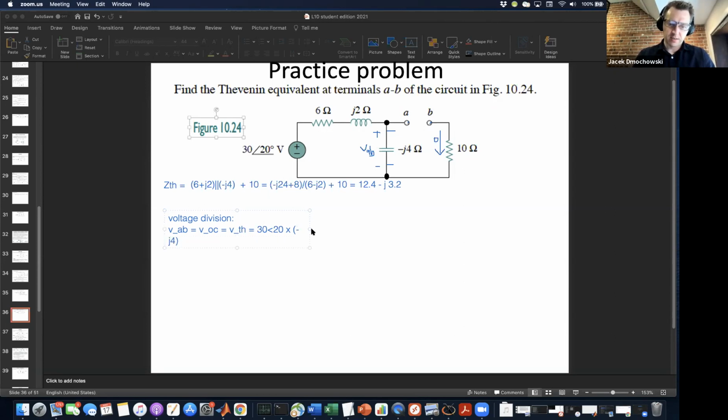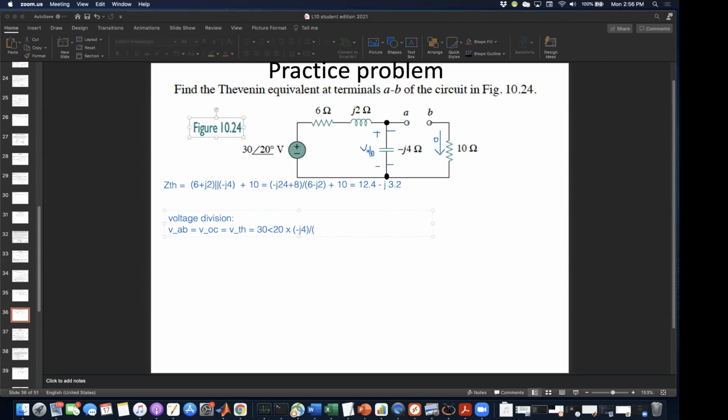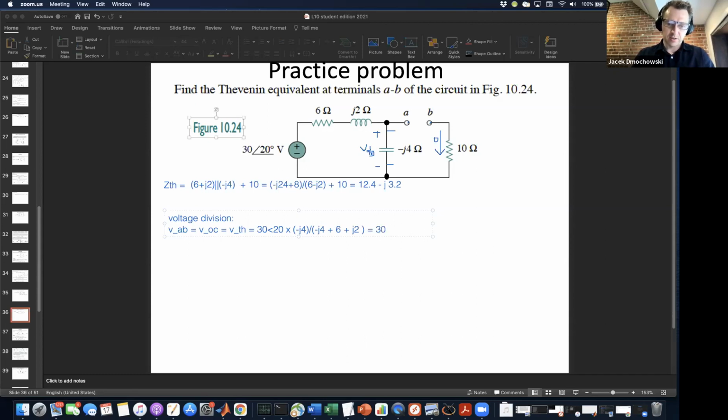Negative J4. And what's going to be in the denominator here? 6 plus J2 plus negative J4. Awesome. That's exactly right. That's equal to 30 angle 20 times negative J4 over 6 minus J2. Okay, like that. And then again, I'm going to spare you the nitty gritty. I'll just say that VTH equals 18.97 angle negative 51.57. Okay, so ZTH, VTH.